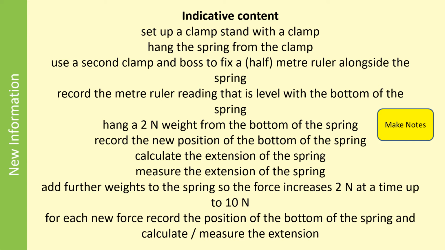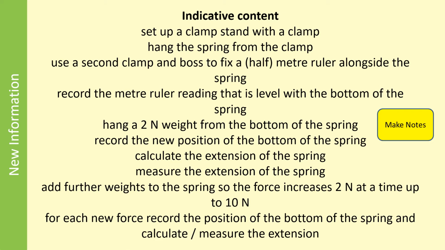Record the meter ruler reading that is level with the bottom of the spring. Hang a 2 Newton weight from the bottom of the spring. Record the new position of the bottom of the spring. Calculate the extension of the spring or measure the extension of the spring.